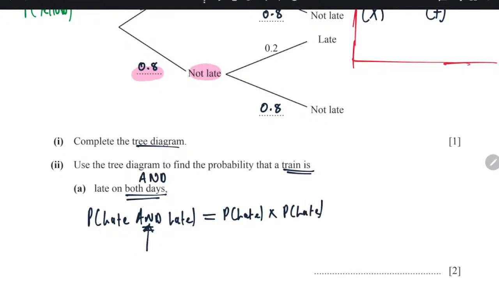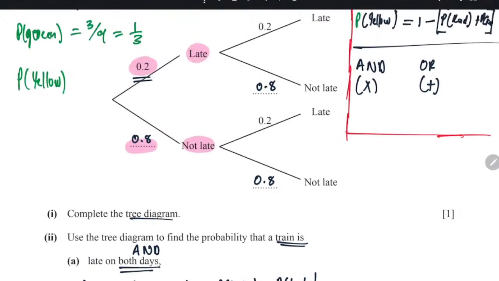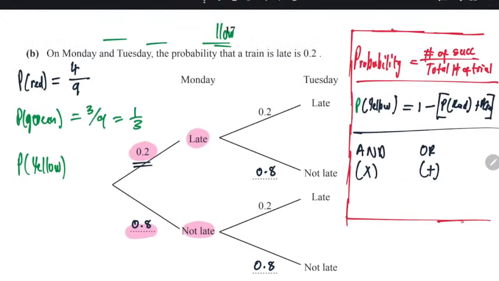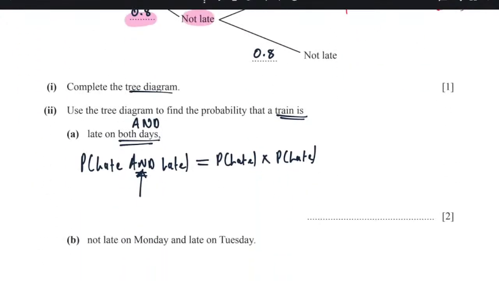So you multiply. We are in the third section of probability where you are combining. So there are only 3 ways of doing it. Come on now, how do you fail this? So what's the probability of late? 0.2. And we multiply 0.2 again. 0.04. And that's your answer.